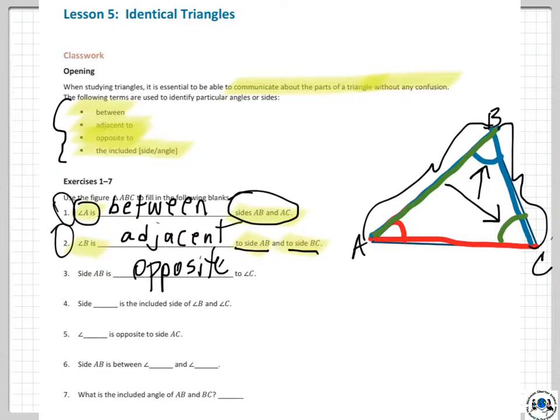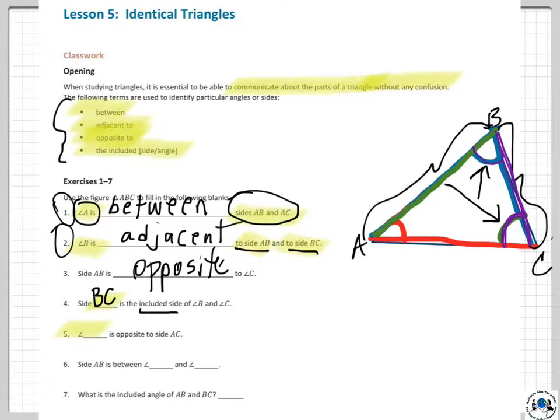Opposite. Alrighty. Next we have side blank is the included side. Now this is kind of a weird little thing. Included side of angle B and angle C. Okay, so angle B, again, you can see here, here's angle B, angle C. Which side do you think is the included side? Well, of course, that is BC. Okay, BC is the included side of angle B and angle C.